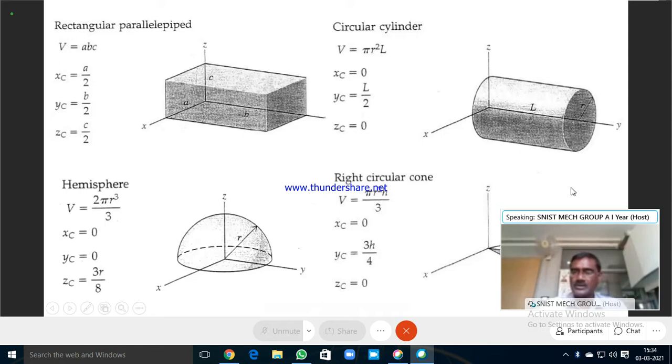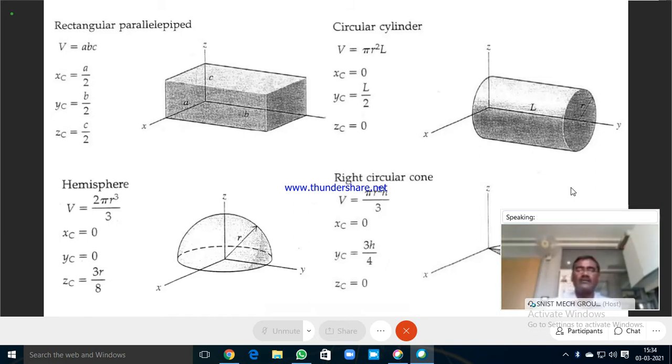The cylinder and rectangular prism you did not derive because from symmetry you write them straight away, is it not? Whereas for the hemisphere you have done the derivation, and even for the cone also. So your cone is symmetric about the y-axis. Just observe the figure. Since it is symmetric about the y-axis, xc and zc will be 0, and you have only yc, which from the apex is 3h by 4, and from the base it is h by 4.